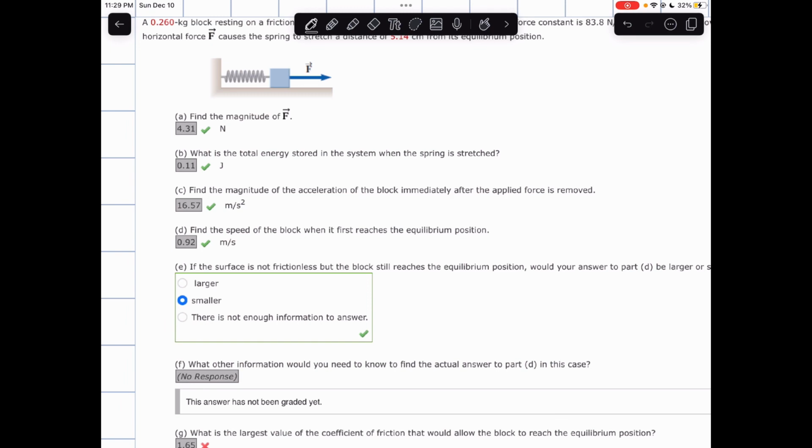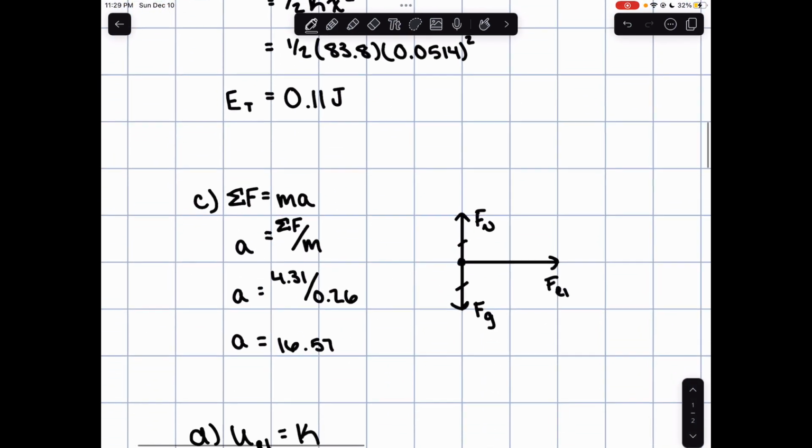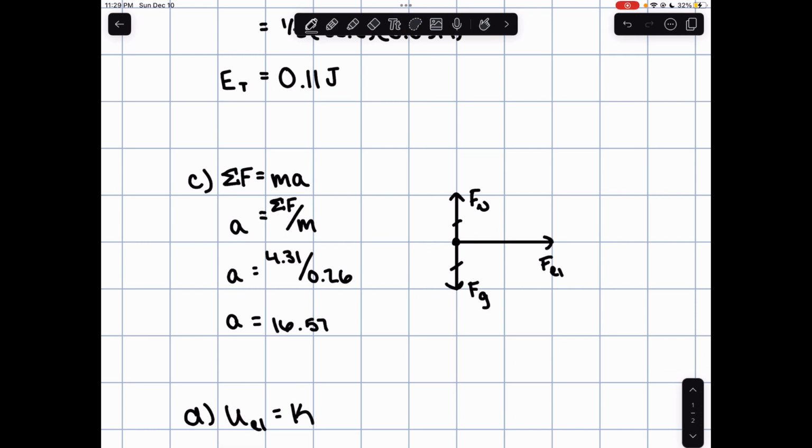Find the magnitude of the acceleration of the block immediately after the applied force is removed. For this step, we're going to use one of the fundamental equations in physics. Net force is equal to mass times acceleration. From our little free body diagram over here, we can tell that Fn and Fg will cancel out and will not cause any motion. The only force that's causing a motion is the elastic force.